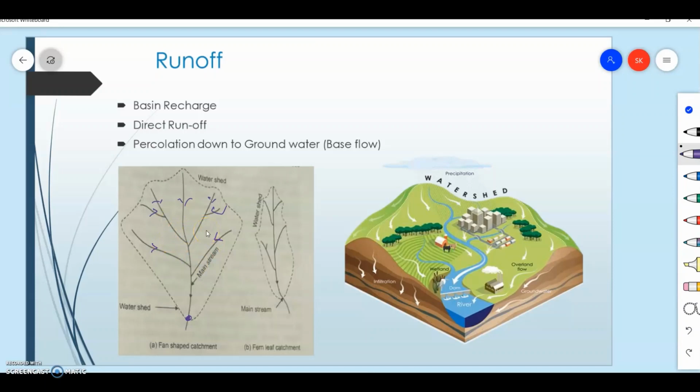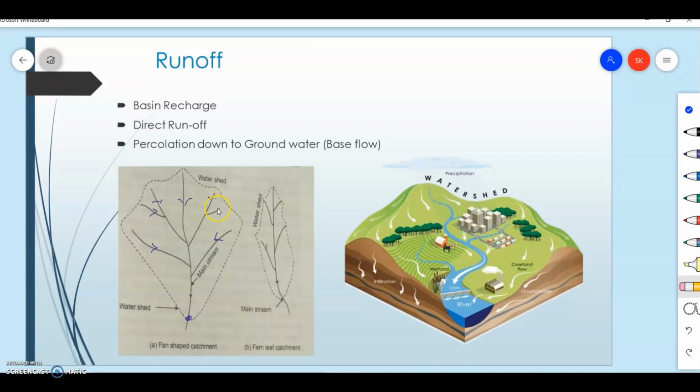So now we can do the stream ordering also. Basically there is a rule for doing stream ordering. So what is that rule? When two streams having the same order combine together, then it can jump into the next higher order.